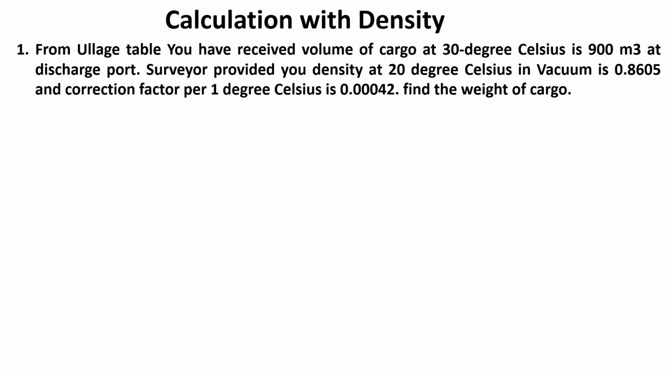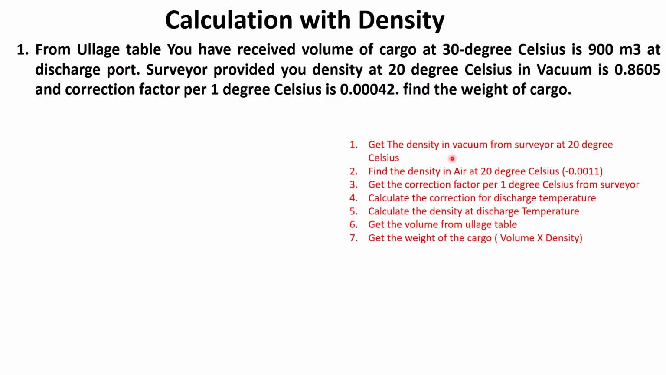Right? Let's take an example. From the ullage table you have received a volume of cargo at 30 degrees Celsius of 900 meter cube at the discharge port. This 900 meter cube is after your corrections, like trim and list correction. The surveyor provided the density at 20 degrees Celsius in vacuum as 0.8605, and the correction factor per 1 degree Celsius as 0.00042, right? You need to find the weight of the cargo.